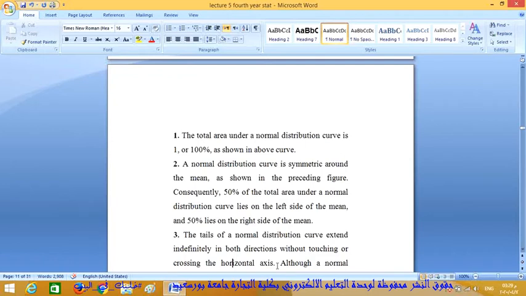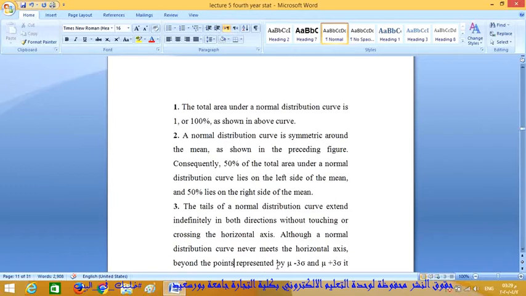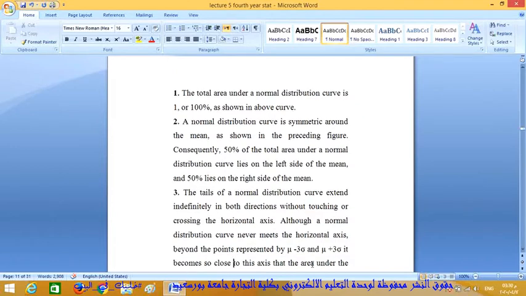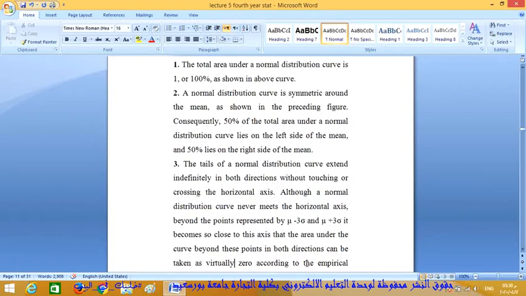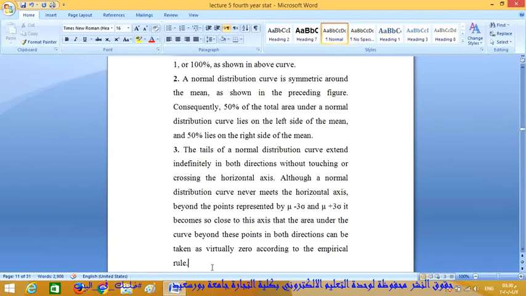Okay? Although a normal distribution curve never meets the horizontal axis, beyond the points represented by mu minus 3 sigma and mu plus 3 sigma, this is according to the empirical rule. We studied the empirical rule in the second year, okay? And we will take an idea about the empirical rule later here. It becomes so close to this axis that the area under the curve beyond these points in both directions can be taken as virtually zero according to the empirical rule. Okay, so the area under the curve after mu plus 3 sigma or before mu minus 3 sigma, you can consider this area to be zero.